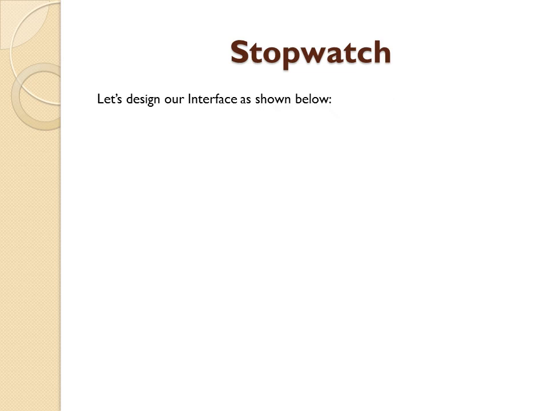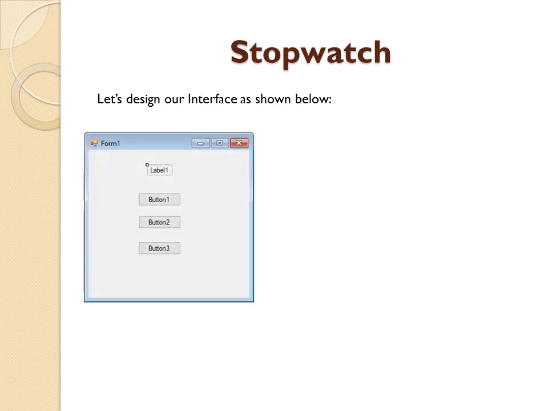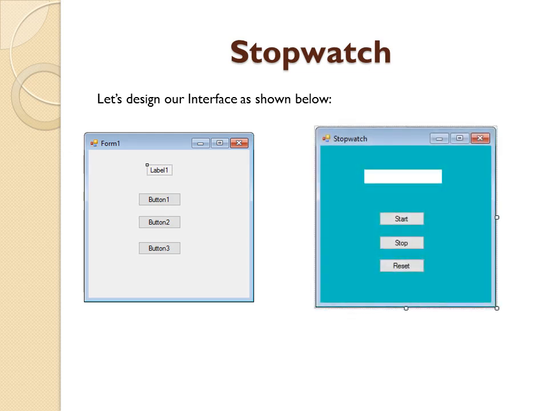Let's have an example. Let us design our interface that contains one label and three buttons. After adding those controls, let's modify. Let's remove the text inside our label and change its color. As well, with our form, we rename Form1 to Stopwatch. And the three buttons contain start, stop, and reset.